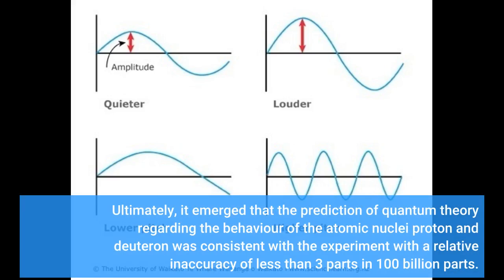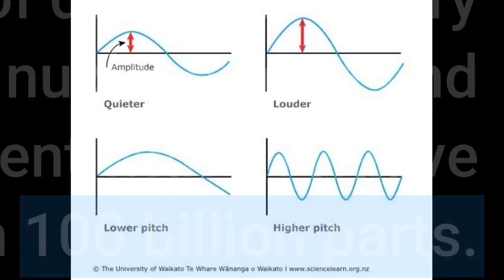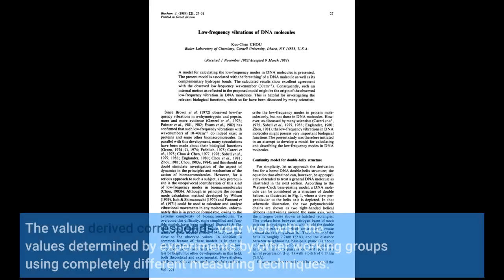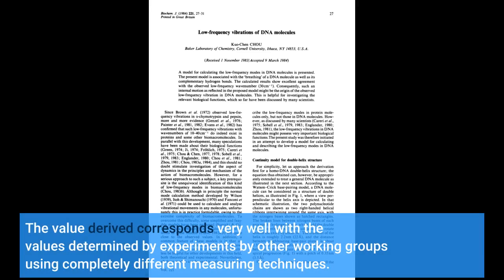Ultimately, it emerged that the prediction of quantum theory regarding the behavior of the atomic nuclei proton and deuteron was consistent with the experiment with a relative inaccuracy of less than 3 parts in 100 billion parts. If it is assumed that V.I. Korbov's prediction based on quantum theory is complete, the result of the experiment can also be interpreted differently, namely as the determination of the ratio of electron mass to proton mass. The value derived corresponds very well with the values determined by experiments by other working groups using completely different measuring techniques.